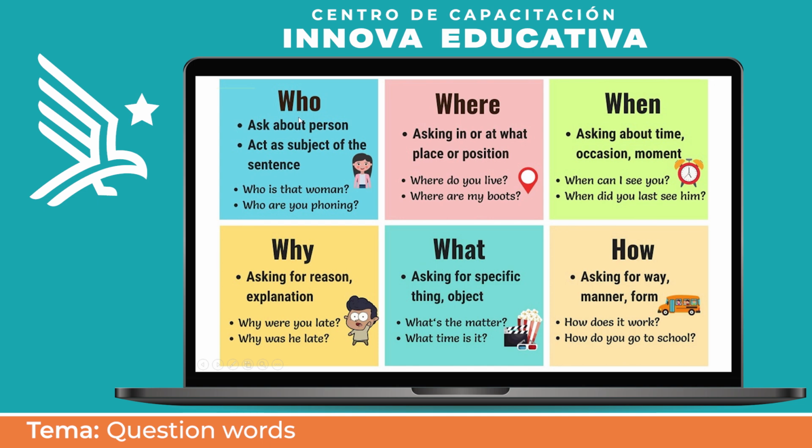The first one is who. The pronunciation is who. In Spanish, we translate it quién. We use who when we are asking about a person.